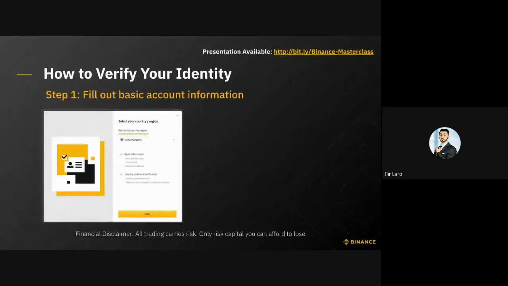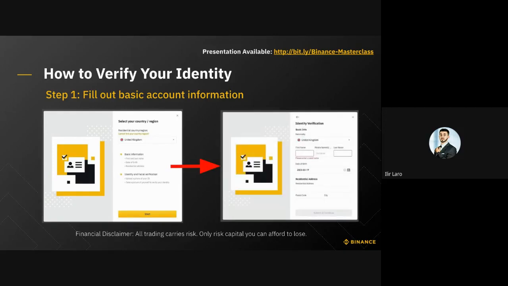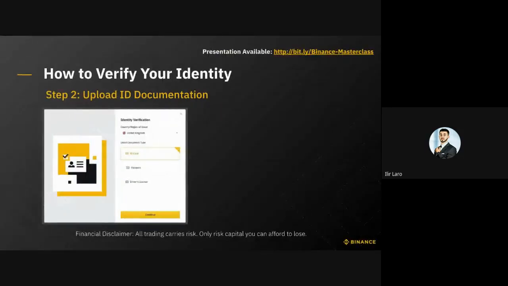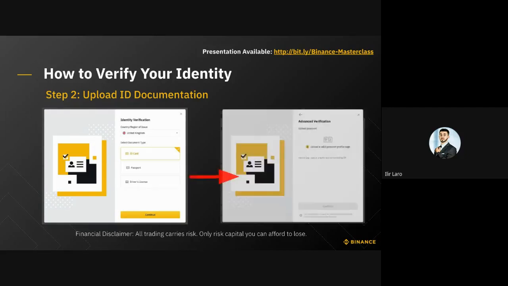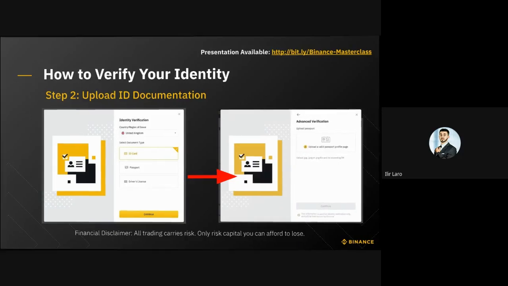Now, there are 3 steps to verifying your account. The first step is filling out basic account information. So this is essentially your first name, your middle name, your last name, your date of birth, your residential address, your postal code, all of the things that you would expect from registering an account. And then once you've completed that, it moves into the ID documentation. Like I mentioned before, there are 3 types of documentation that we accept, which is ID card, passport, and driver's license. And you're able to choose one of these 3 options to then upload the documentation.